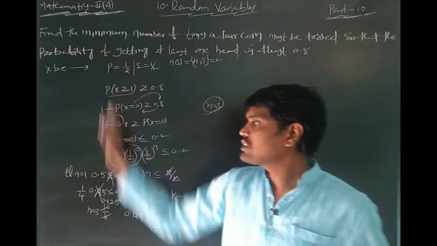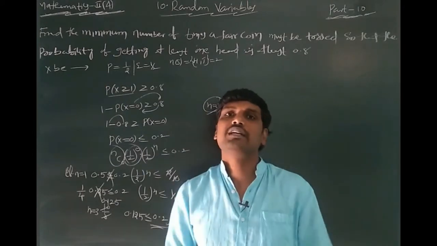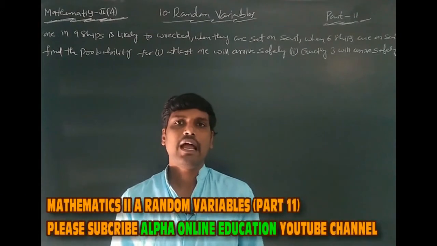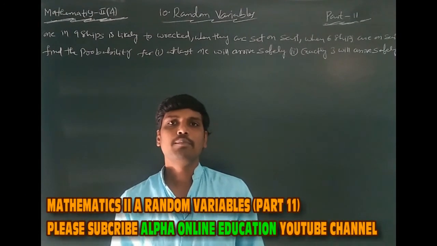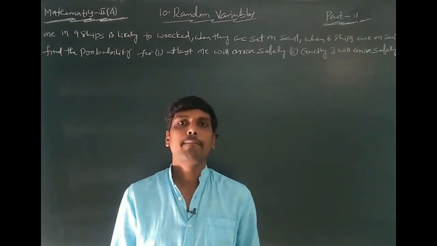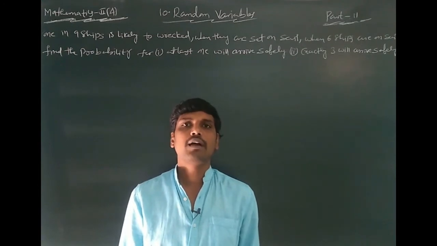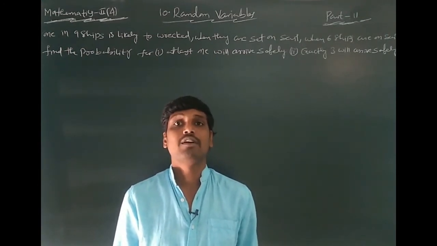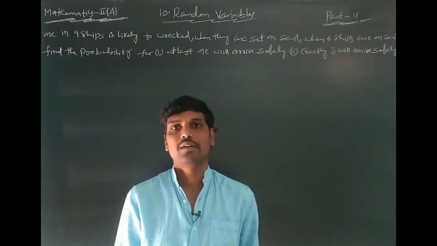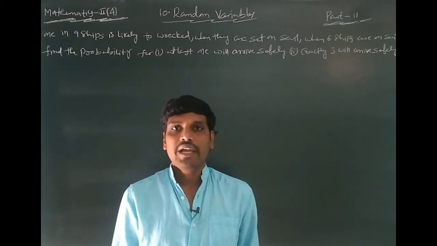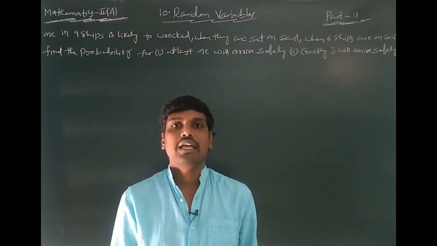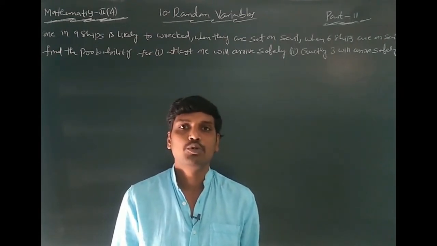This problem shortcut is explained; write it down clearly in class. This is the 10th chapter, random variable. This chapter belongs to Mathematics 2A, part 11. The last part is completed. Unexpected 4 marks problems and sometimes 7 marks problems come from it. Today we discuss important 2 marks problems in the binomial distribution model.